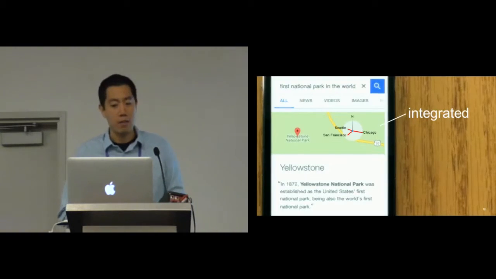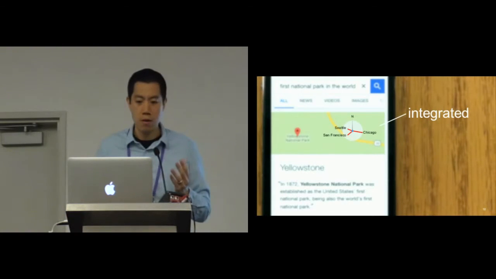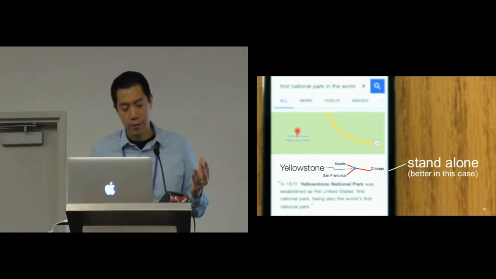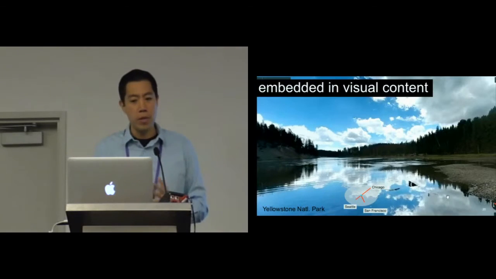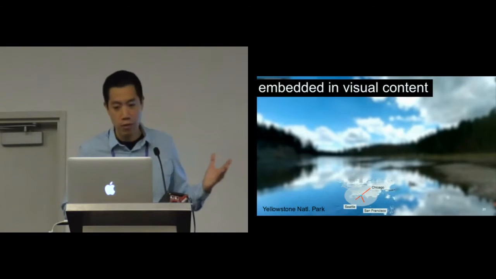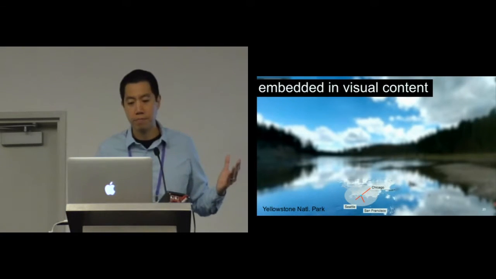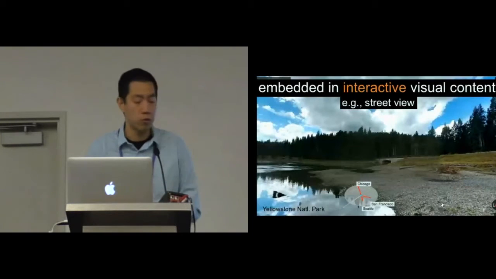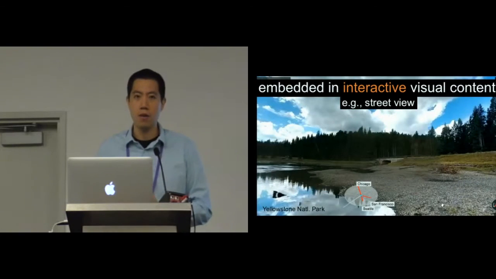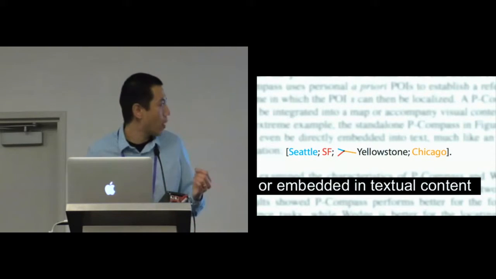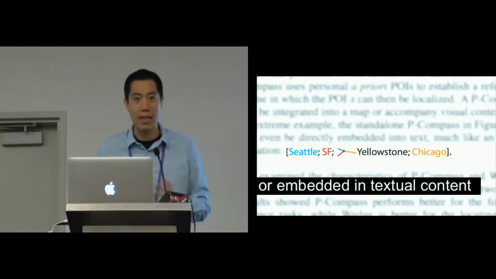P-compass is compact, can be integrated into a map, or as a standalone location indicator. P-compass can be integrated into a visual content, so to provide context of this image of Yellowstone National Park, or embedded into interactive visual content, such as Google Street View. In some extreme cases, P-compass might be embedded into textual content, such as the example we show you on the last page in our paper.